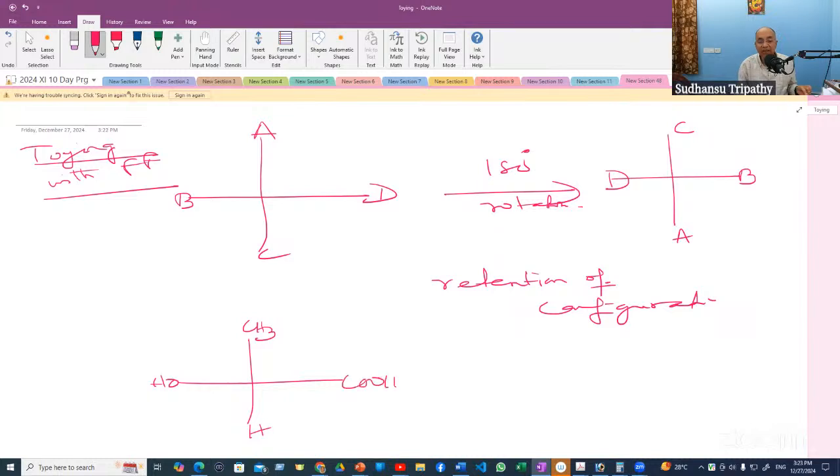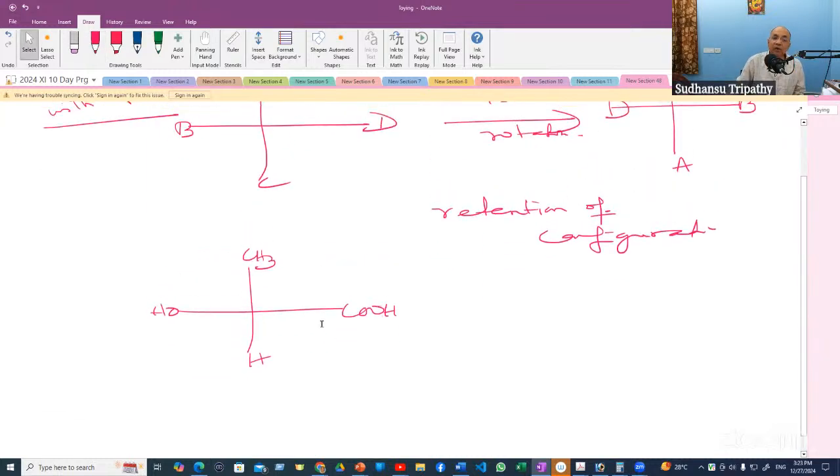COOH, same lactic acid. Now, determine the configuration, all of you. I give you 1 minute time.